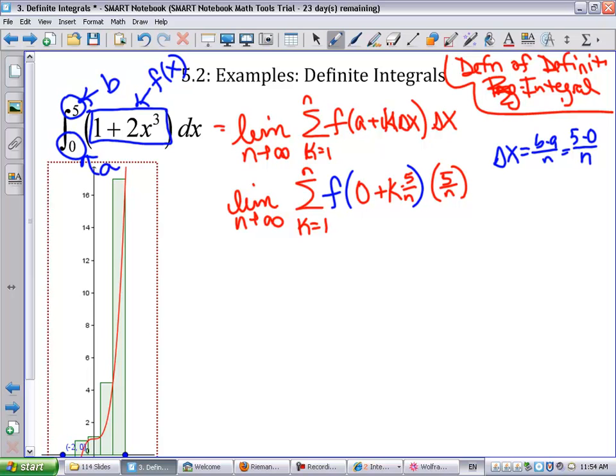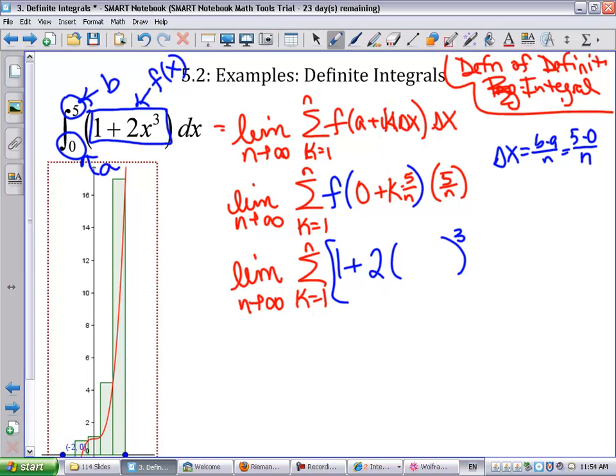All right, so then we have limit as n goes to infinity, sum k goes from 1 to n, and we're going to have to use our function. So our function is 1 plus 2 times the quantity of our x value cubed. And then that whole thing is going to be multiplied by our delta x, which is 5 over n. So what is the quantity of our x value? What's our x k bar? It, in this case, is 5k over n.